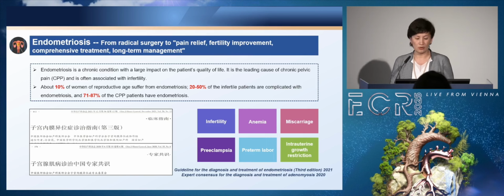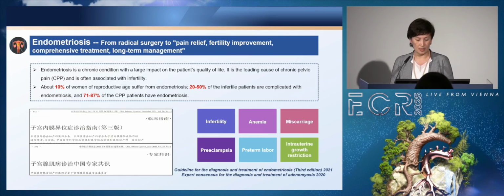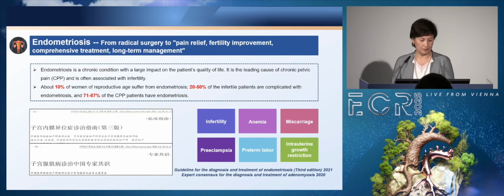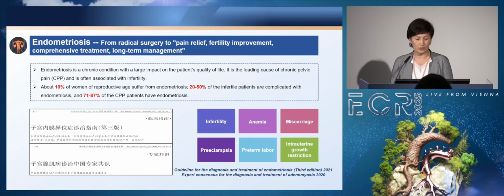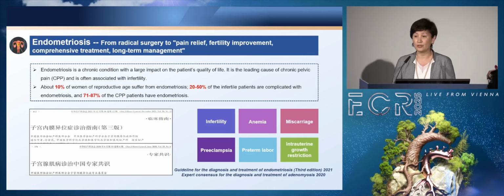The syndromes include infertility, anemia, miscarriage, preeclampsia, preterm labor, and intrauterine growth restriction. From the Chinese guidelines and expert consensus, endometriosis treatment ranges from radical surgery to pain relief, fertility improvement, comprehensive treatment, and long-term management.